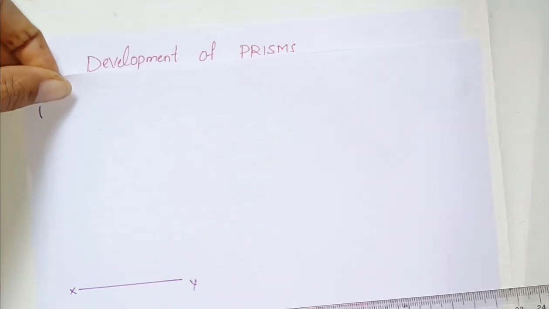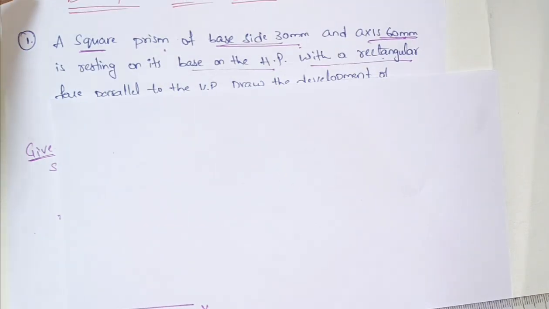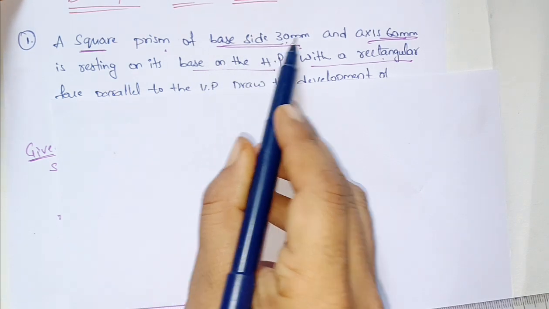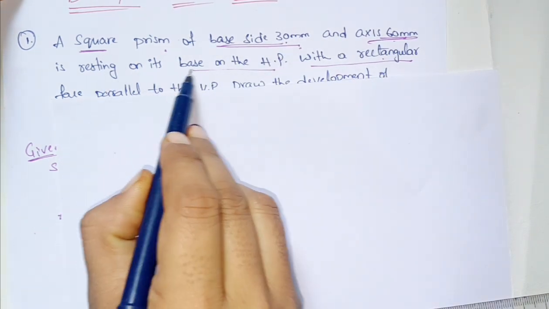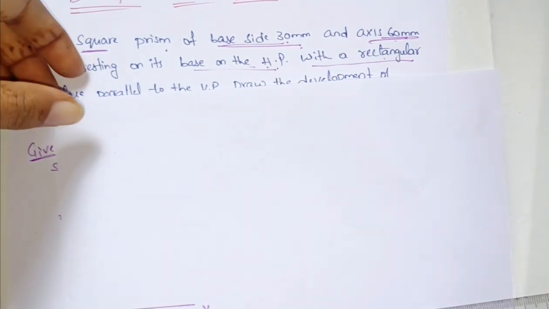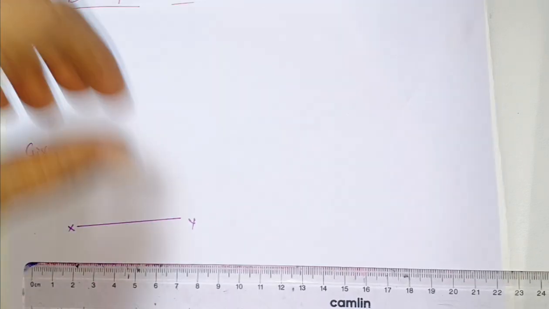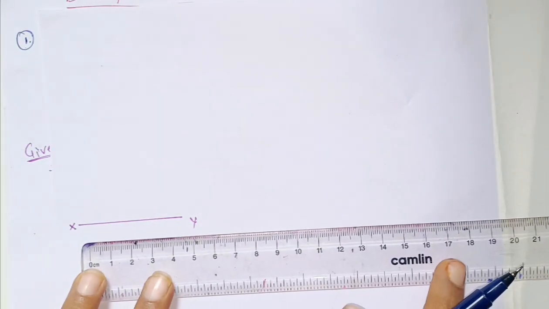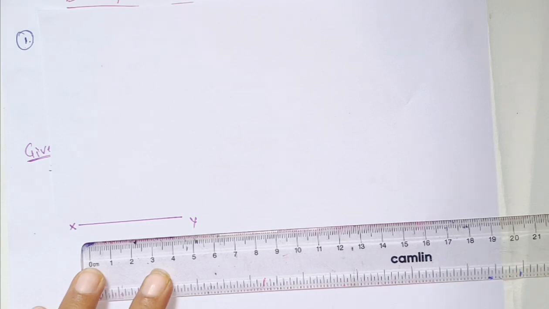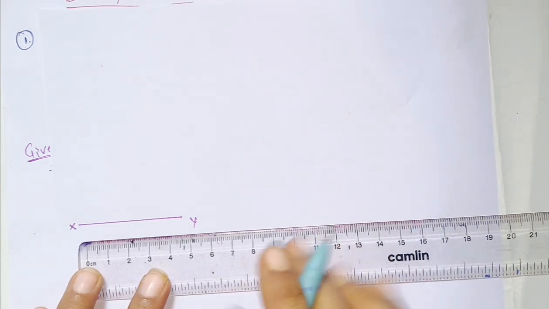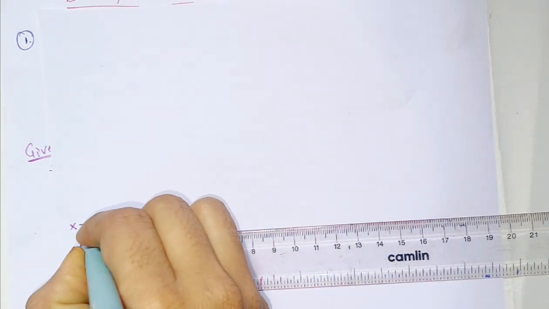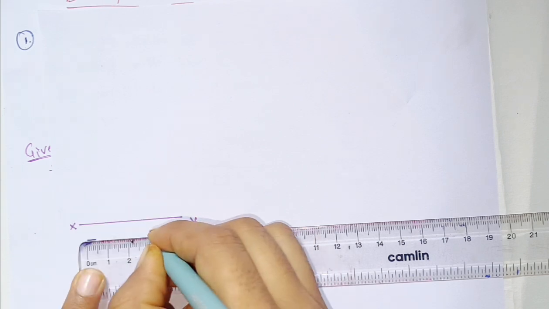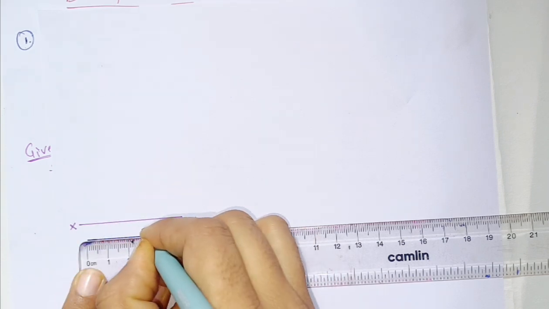Then the square of the prism, the base is 30 mm and axis is 60 mm, resting on the HP. On HP means definitely it comes downside of the diagram. How much is the base? 30 mm. So we have to draw the 30 mm side. This is one of the bases.